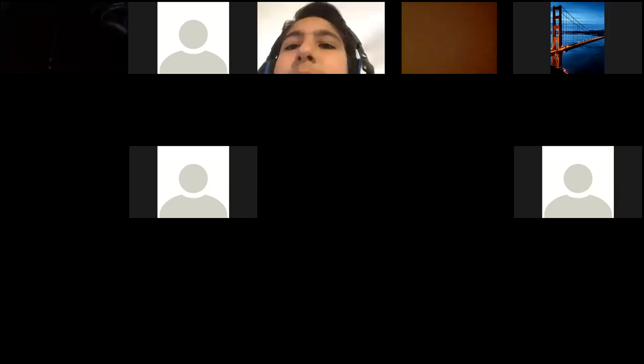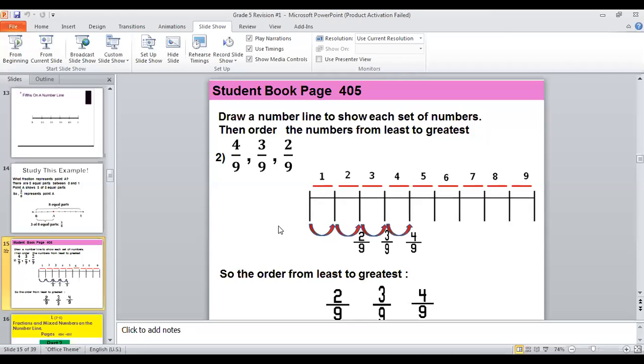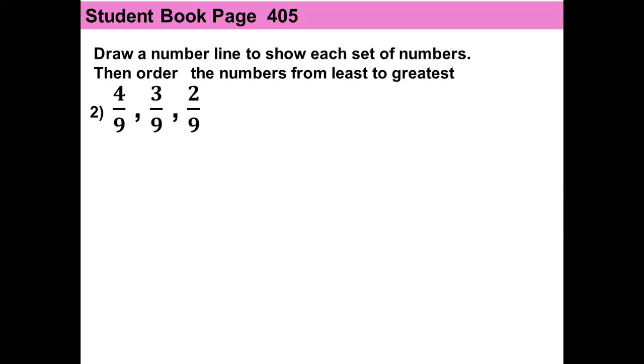Faris? Teacher, can we put 1/9? Yes, 1/9, but the question didn't ask you to represent 1/9. 1/9, if you want to put it, it will become here. Look, 1/9, it will become here. Okay. Here, look at there.